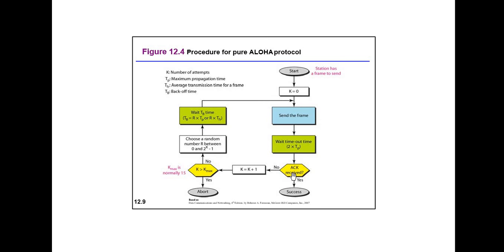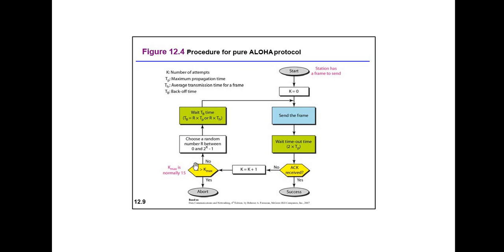If the acknowledgement is received, the data is successfully received at the receiver side. If not, increment the attempt count by 1. A maximum of 15 attempts are allowed. After 15 attempts, if the frame is still not transmitted successfully, abort and check for link defects.